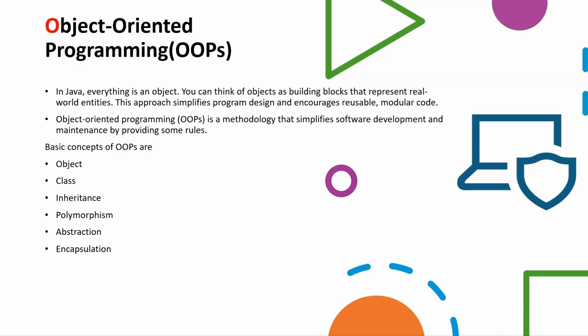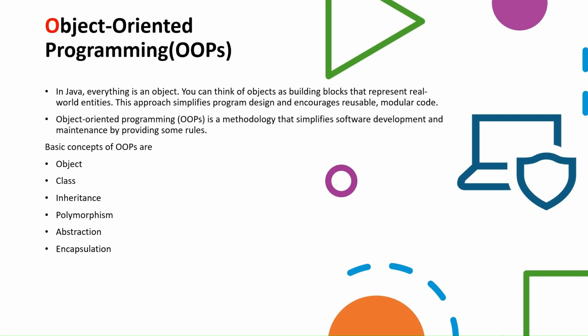Now we delve into a fundamental aspect of Java programming, encapsulating the essence of modern software development: object-oriented programming, commonly known as OOPS. Object-oriented programming, or OOPS, is more than just a coding paradigm. It's a methodology that streamlines software development and maintenance by adhering to certain principles and rules. These rules govern the organization of code, making it more efficient, scalable, and manageable. Now, let's delve into the basic concepts of OOPS, which form the bedrock of Java programming.